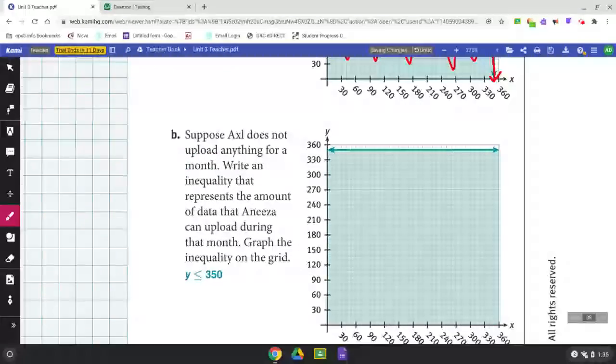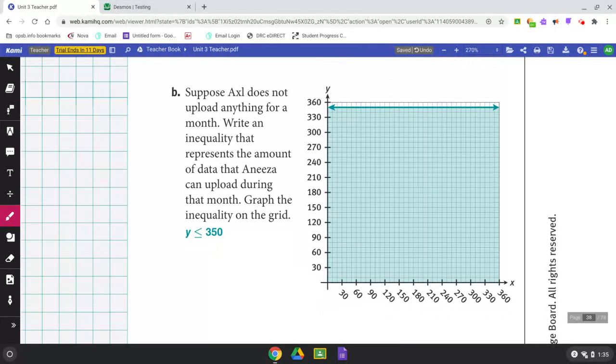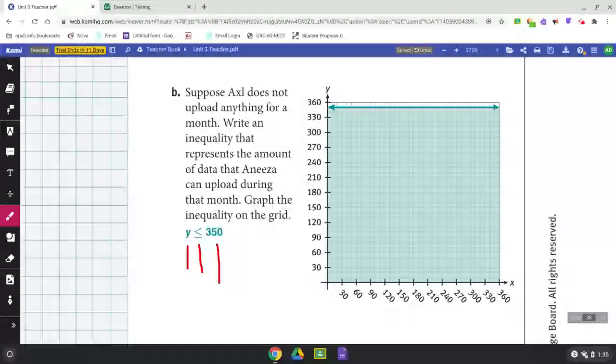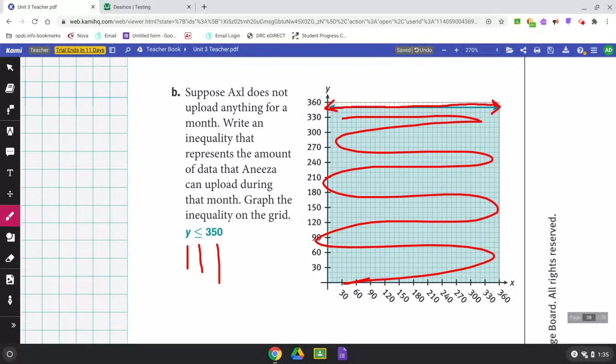So if Axel does not upload everything, so if X is 0, then what about Anisa? Well, Anisa, which is Y, can upload less than or equal to 350. So that's going to be a horizontal solid line at 350 because she can upload exactly 350 and any amount less than 350.